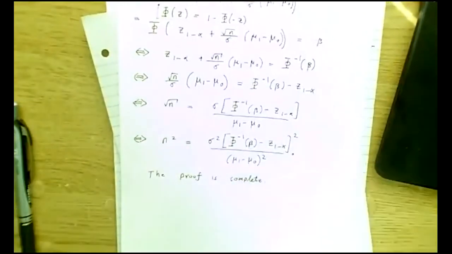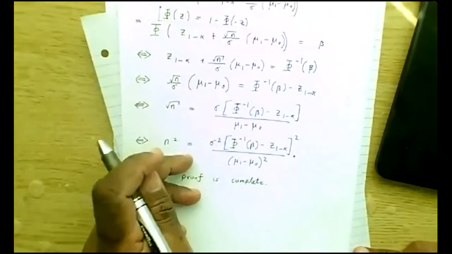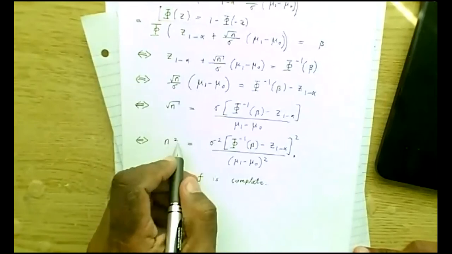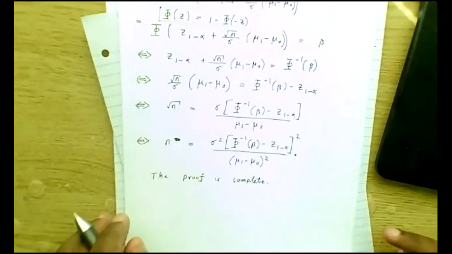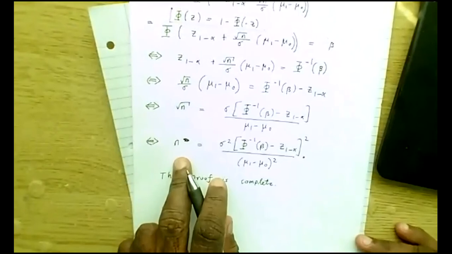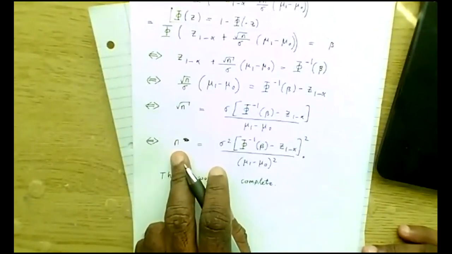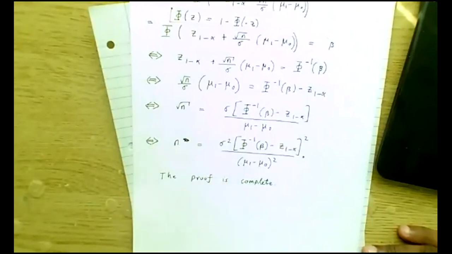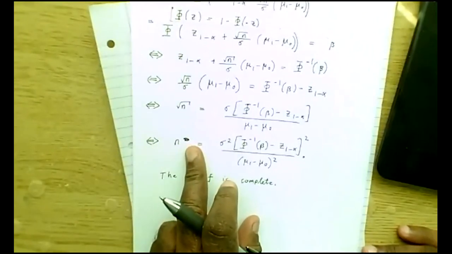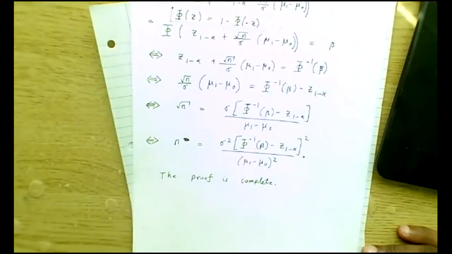The last step. Oh yeah, the last step. It should be N, not N squared. Yeah, you're right, my friend. That's an error. Somebody pointed this out to me a day ago. I'm sorry about it, John. Yeah, thank you.